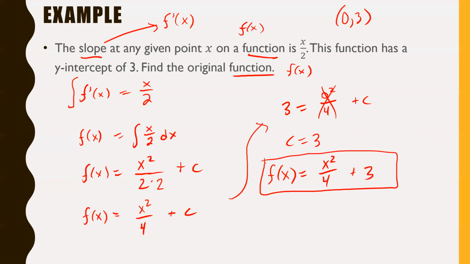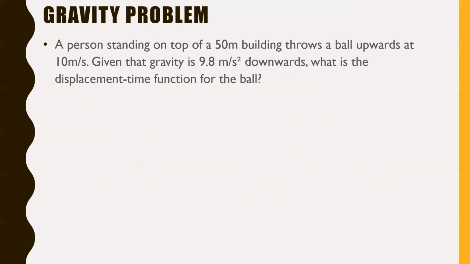And there it is, right? Not too terribly crazy, hopefully, but there it is. That's how we use our initial condition. Awesome. Okay, here's a gravity problem.